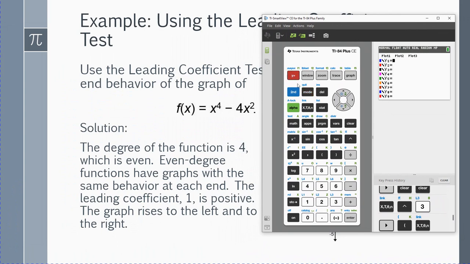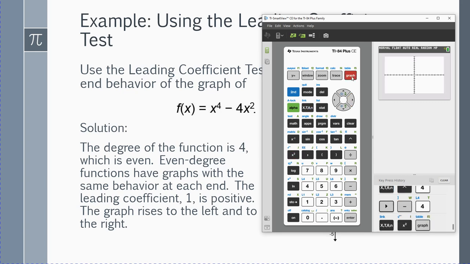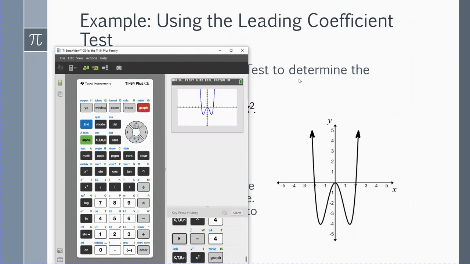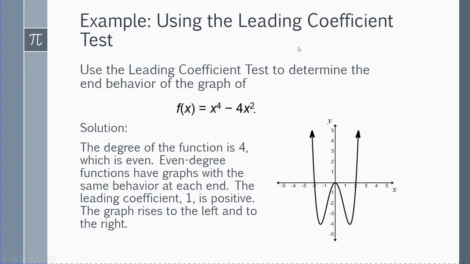To graph something in your graphing calculator, you're going to go y equals, and you're going to enter x to the 4th minus 4x squared. This is what the graph looks like, and you can see I have it replicated right here. But without looking at the graph, determine the end behavior of the graph of this function.